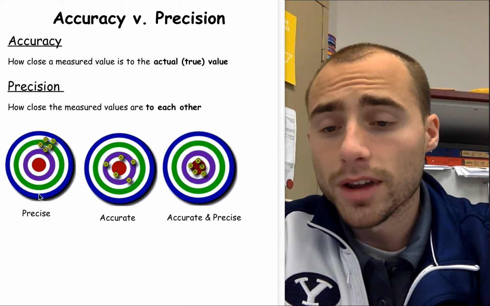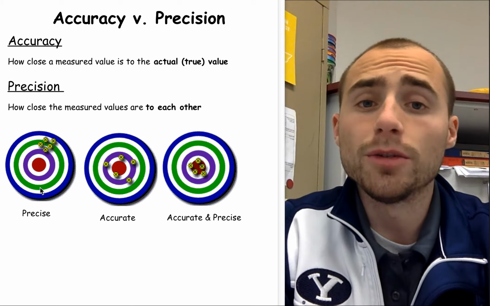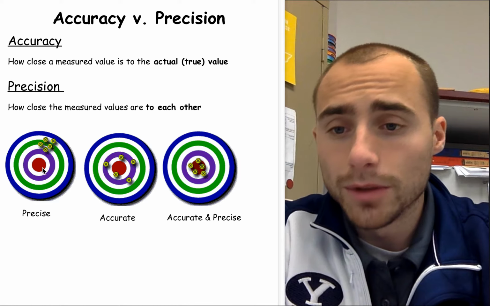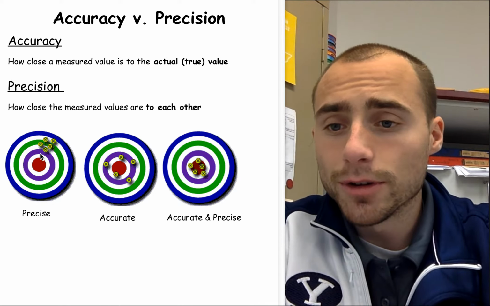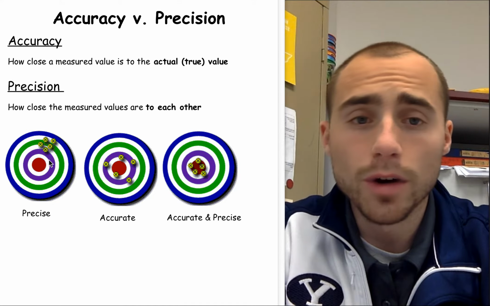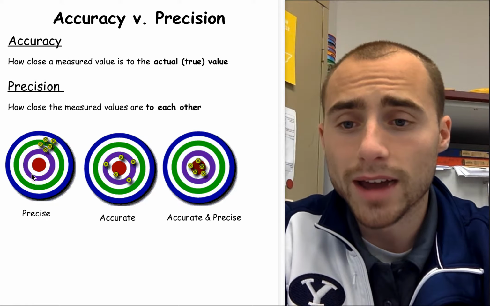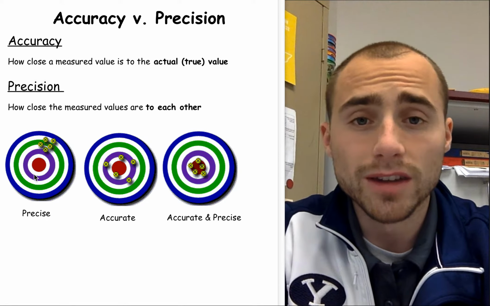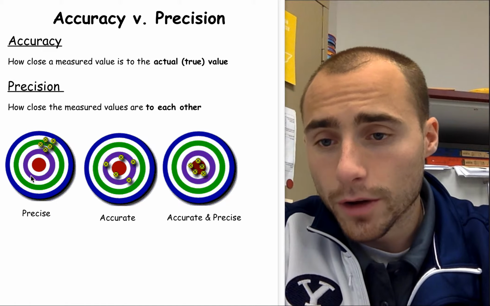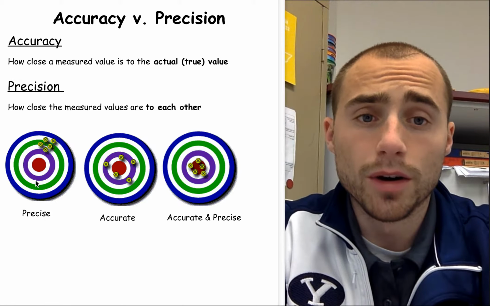So what that means, if we're looking at a target, our actual or true value, what we're aiming for, is the bullseye. So accuracy measures how close your arrows, or whatever you're shooting at the bullseye, are to the center. However close you are, that's how accurate you are.